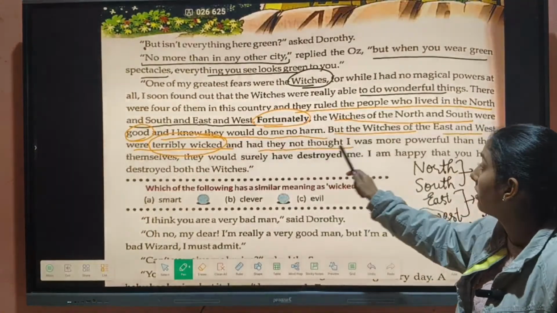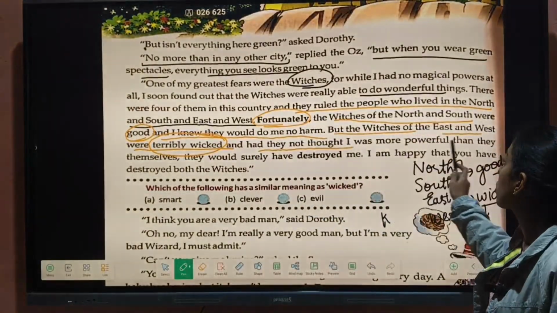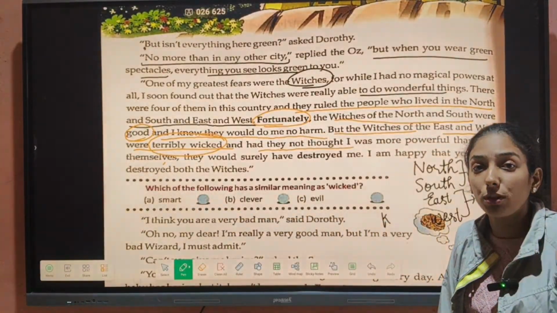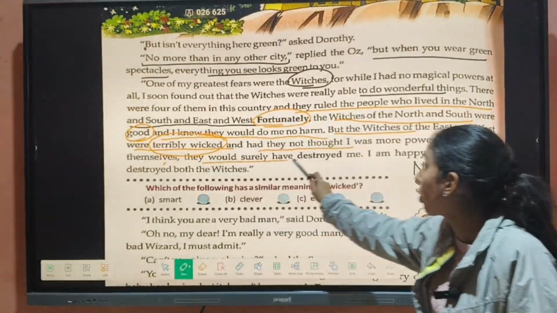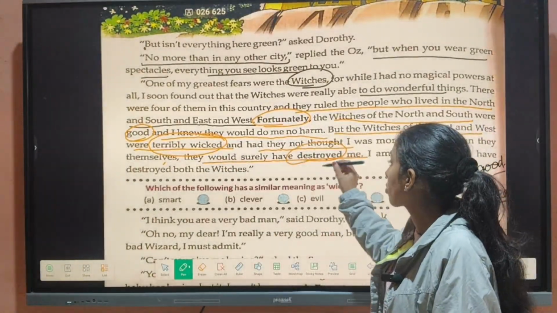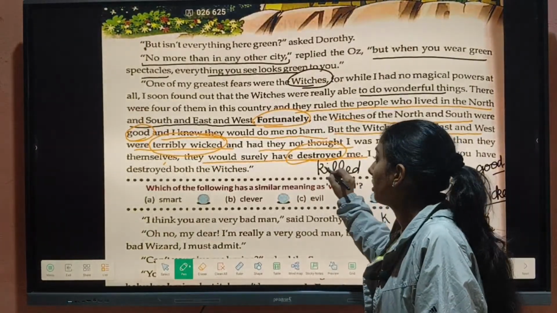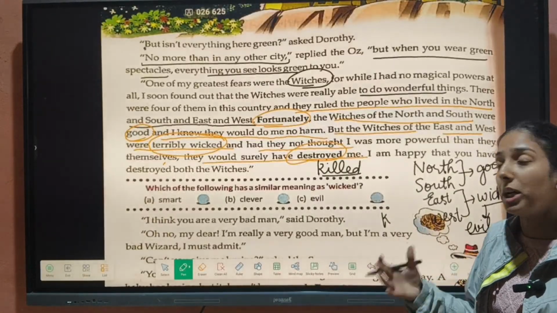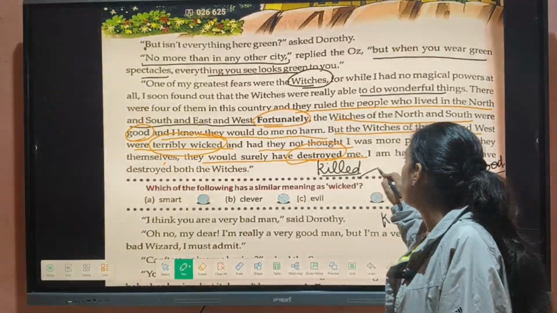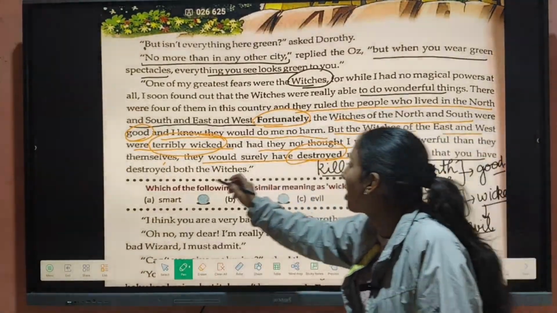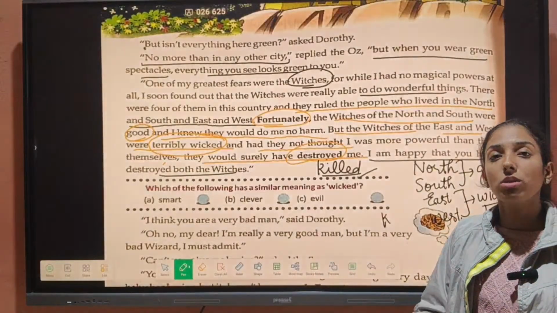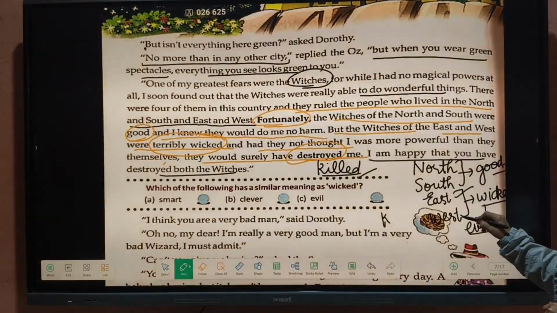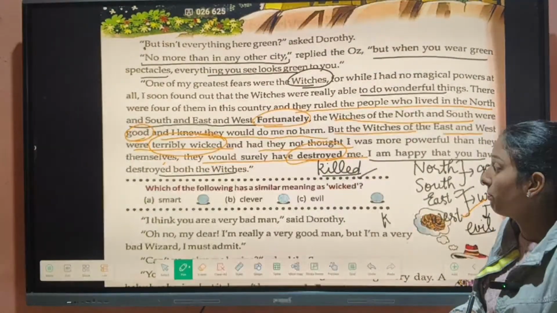"And had they not thought I was more powerful than themselves," they were thinking that he is more powerful than us, "they would surely have destroyed me." Destroyed means they would have killed me. So Oz seemed to be very powerful. That is why they did not kill him. "I am happy that you have destroyed both the witches." Now Oz is saying to Dorothy that I am very happy that you killed both the witches of East and West. I am very happy now.